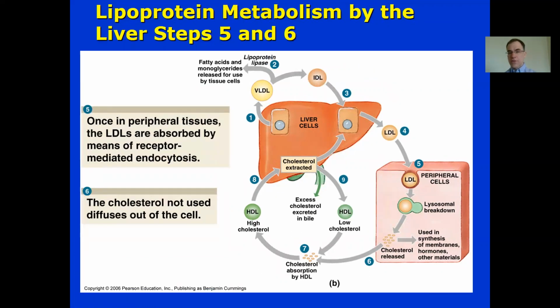The LDL will continue to circulate until it goes to the tissues of the body. Remember, the role of the LDL is to deliver cholesterol to the tissues of the body. In this particular case, the LDL will be taken up by the tissue through a process called receptor-mediated endocytosis, which we'll talk about later. Inside the tissue, the LDL will be broken down through a process that we'll get to in a little bit. But any unused cholesterol that the tissue does not need, it actually excretes back out into the blood, as shown in number 6.